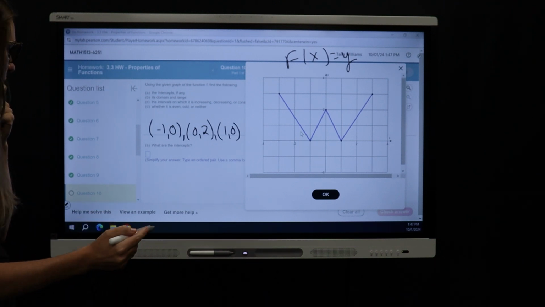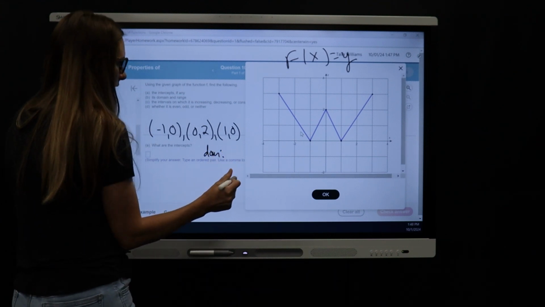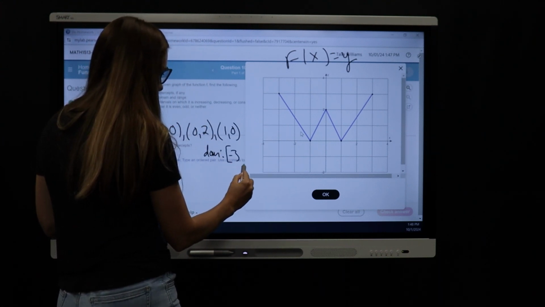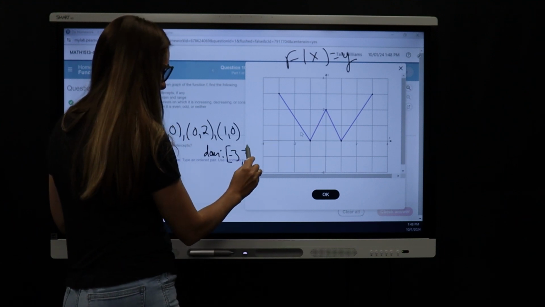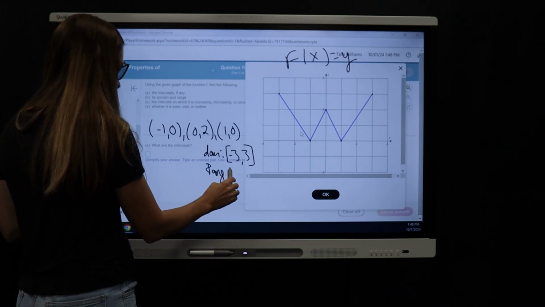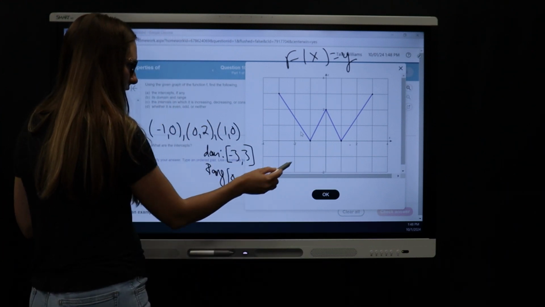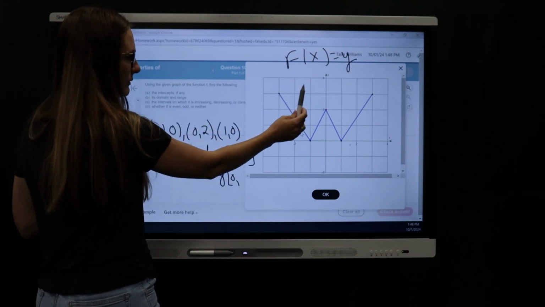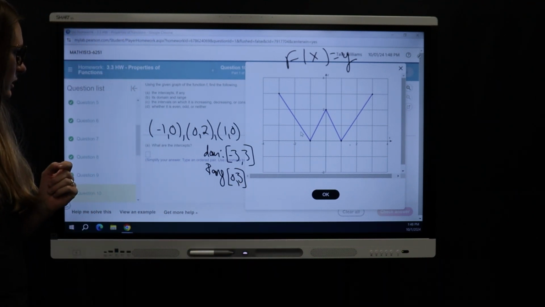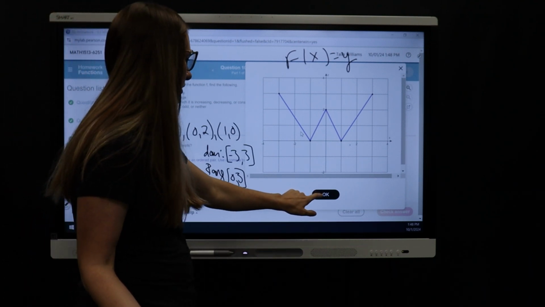Domain and range, so our domain is gonna be our x values. So from left to right, we'd have -3 to +3. And then we're gonna have our range. It's gonna be our y values, so our first y value is 0. And it's gonna go to positive, not here, all the way to the top of the graph. It's gonna be at 3. Let's go ahead and type that in, and then we'll come back and do our intervals.